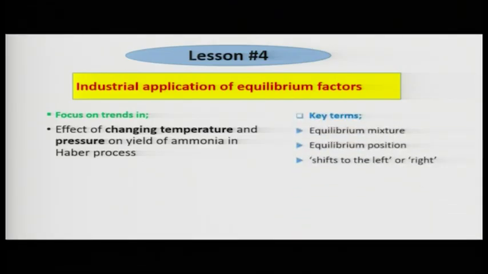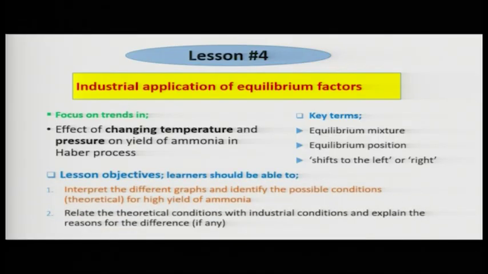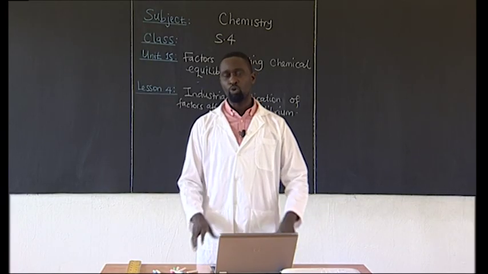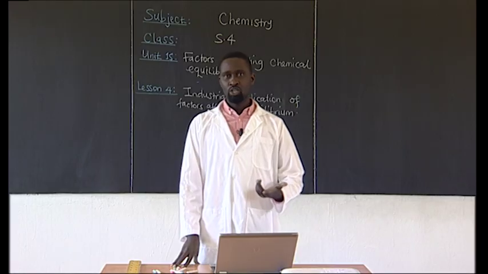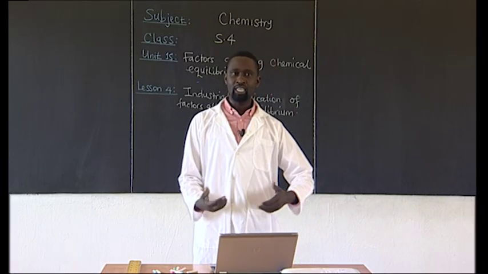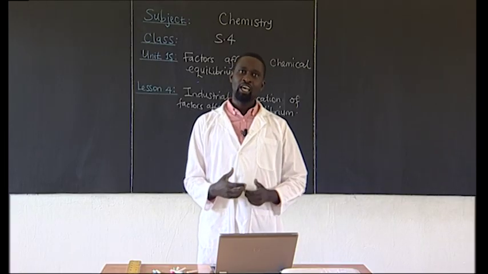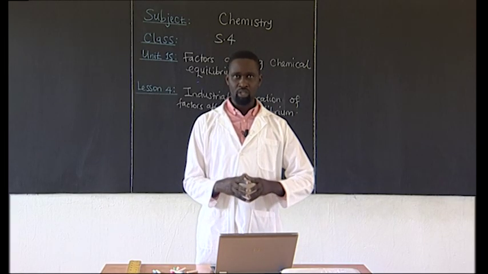So again, our key terms remain equilibrium composition or mixture, equilibrium position, and the shifting to left or right. Left if the reactants outweigh the products. Left for reactants and right for products. So our key objectives are: 1, to interpret correctly the different graphs and identify the possible conditions, what we call theoretical conditions for production of ammonia. In other words, we use the knowledge we've already covered to predict what would happen if you increase temperature or pressure in relation to ammonia production in industries.